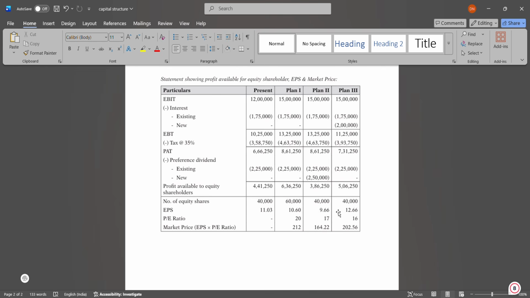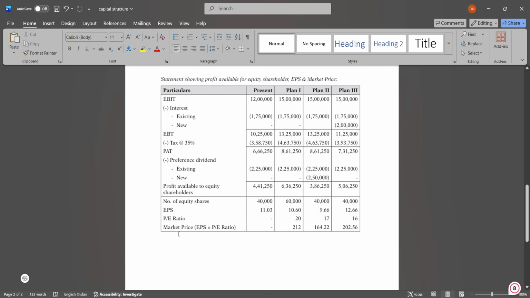Now, what is earning per share, dear all? It indicates that on total investment, how much per share we are going to get as return. So if in the present situation someone has invested in equity shares, that person will get 11 rupees 3 paise behind every share. In the first plan, as per the new investments, the person is going to get 10.60 per share, 9.66 in the second plan, and in the third plan 12.66. Now, PE ratio is also given for the new plans, that is 20, 17, and 16.